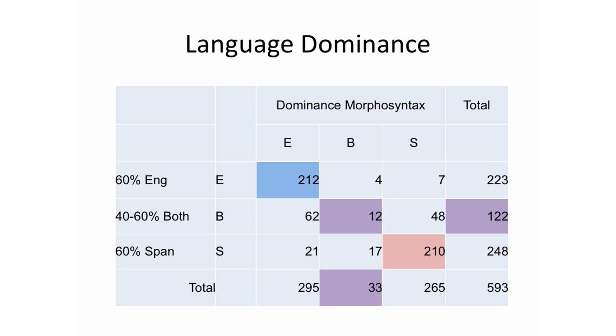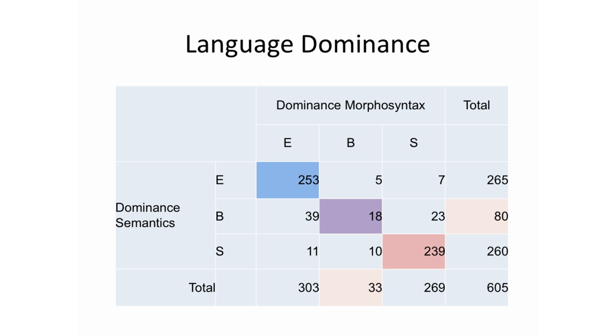And we have these differences here represented by these boxes. So 122 who have equal exposure, 33 who are balanced in their performance on morphosyntax. And so you get a lot of dispersion around the middle for those bilingual kids.